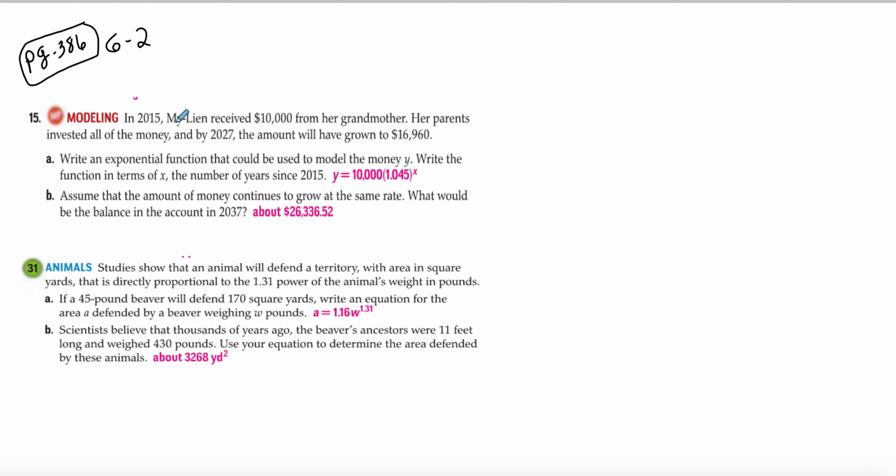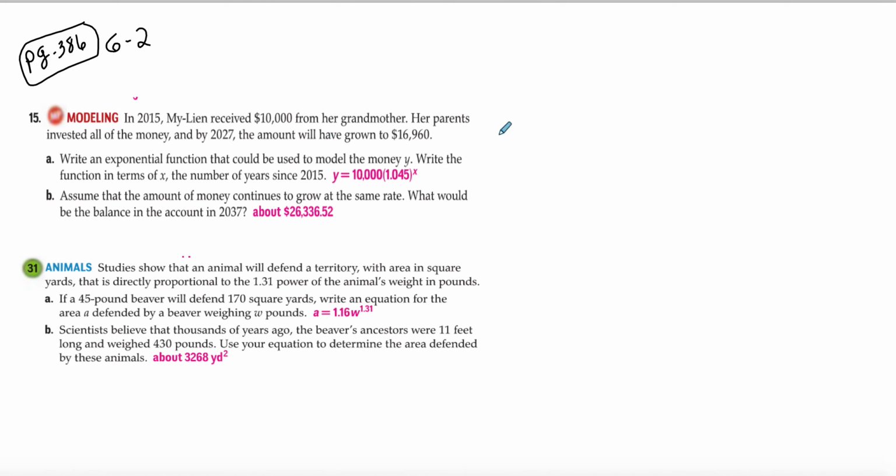Okay. So this person received $10,000 from her grandmother. Her parents invested all the money, and by 2027, the amount will have grown to $16,960. You need to write an exponential function that can be used to model the money y, and then write it in terms of x. So what that is, it's just asking you to write an equation. Okay, sounds kind of fancy, but it's just asking you to write an equation.